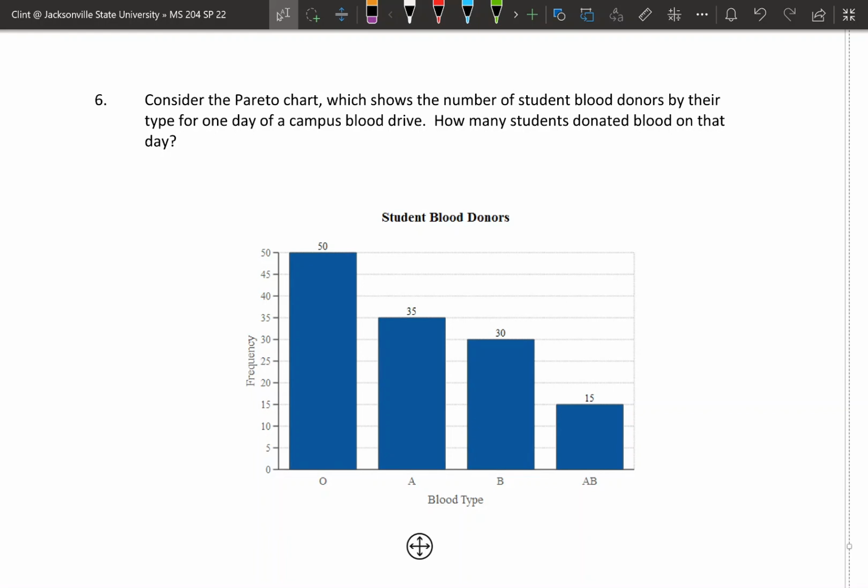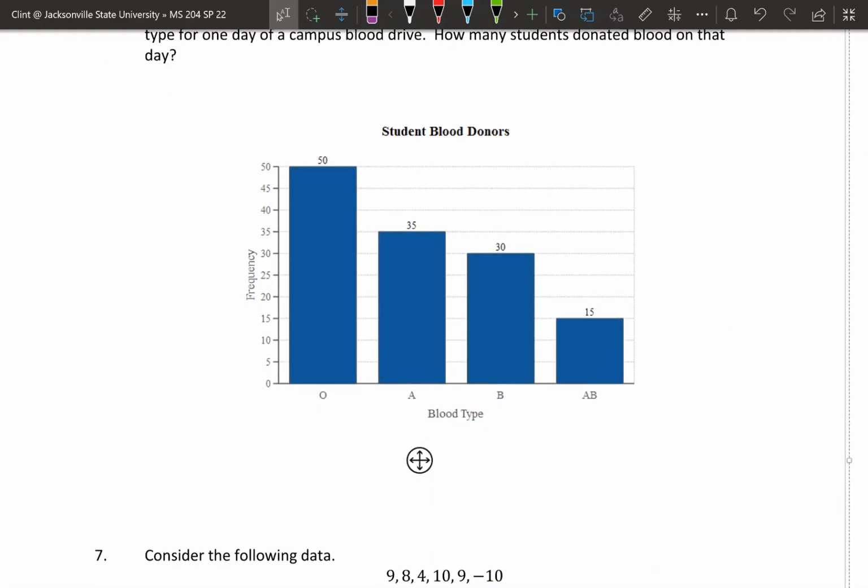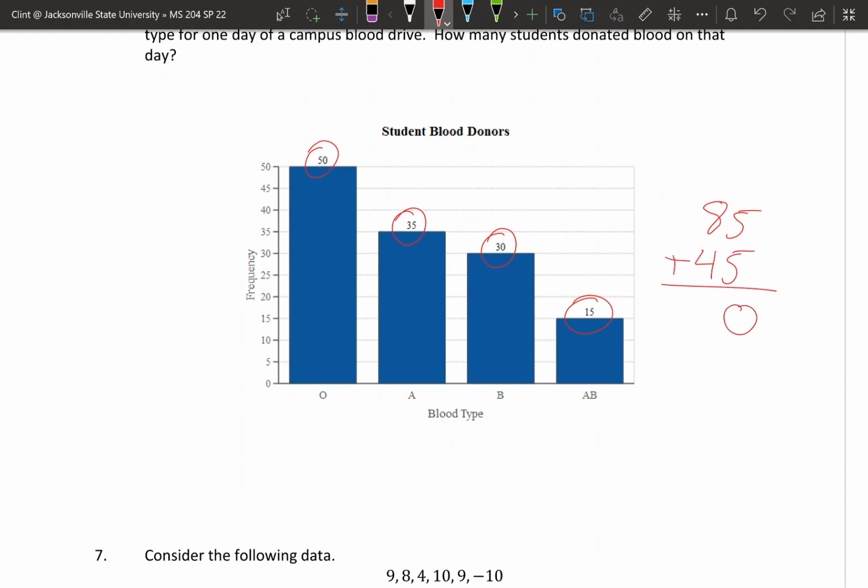Alright, so we got a Pareto chart showing us the number of student blood donors by their blood type for one day. We want to know how many students donated blood on that day. This one is just as simple as we just add them all up. So we had 50, 35, 30, and 15. So let's see, what is that? 85 plus 45. Just totaling all these up. So 130. Nothing real special there, just reading the table, reading the Pareto chart.